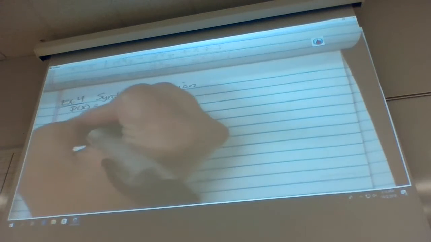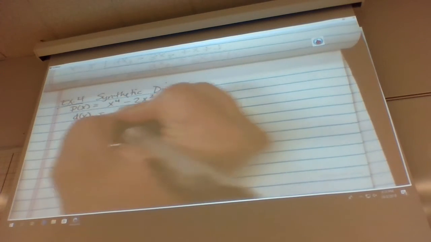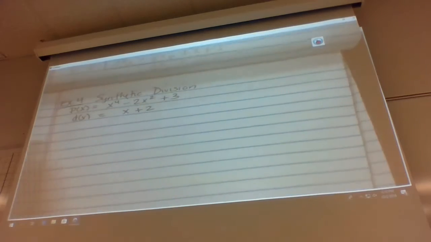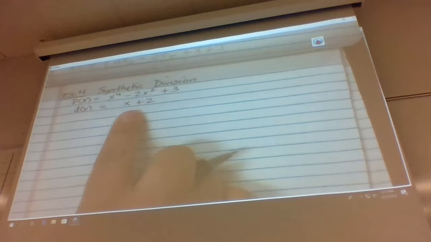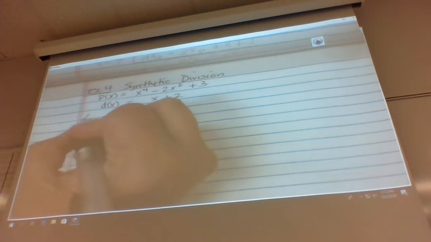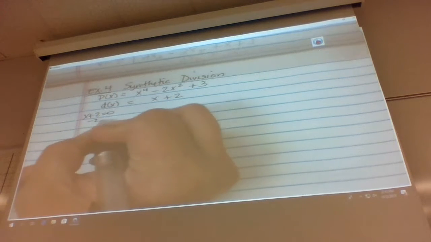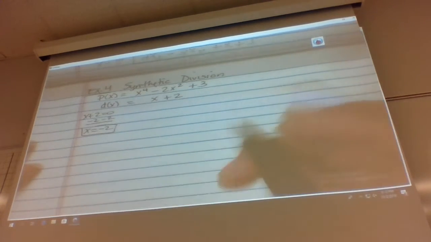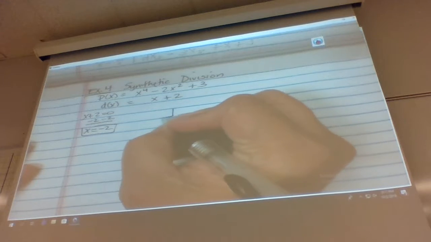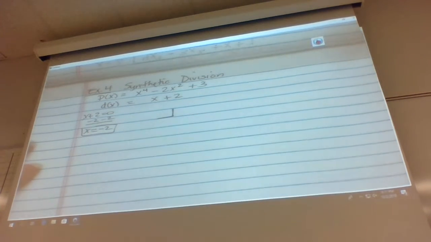Now, when you use synthetic division, you don't use a factor, you use the 0. So if this is a factor, how do I figure out the 0? Set it equal to 0. So I have x plus 2 equal to 0, minus 2 minus 2, so x is negative 2. This is the number I have to use for this problem. So I'm going to start off by doing a little table, and I'm going to put the -2 on there.